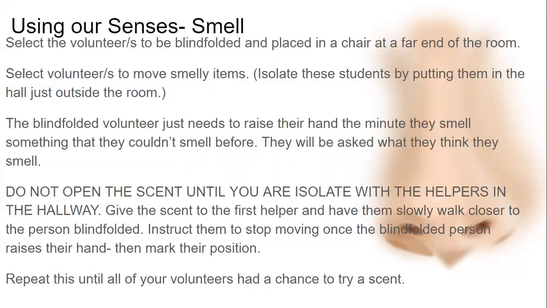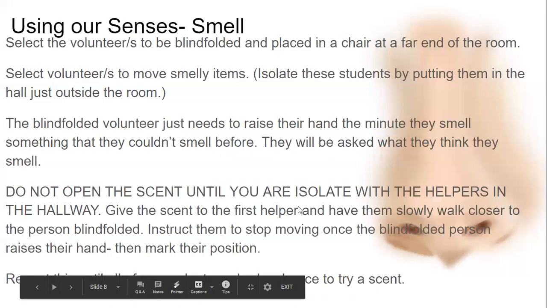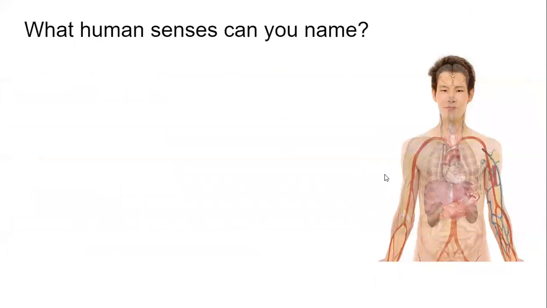And so what you'll do then is have the student that is blindfolded just raise their hand the first time they smell something new. Don't tell them what it is that they're going to smell, and watch how close the student that enters the room with the smelly object can get to that person before they can smell the object. And so you need to instruct that volunteer, when the student raises their hand, you need to stop moving. And it's really important that you do that, because you know kids, they're going to want to get up as close as possible, and you want to make sure that they're being respectful of everyone's space. So you can repeat this over and over with different scents until a couple of volunteers have a chance to try it out. And so this is just to lead into the conversation about what human senses can you name, okay?